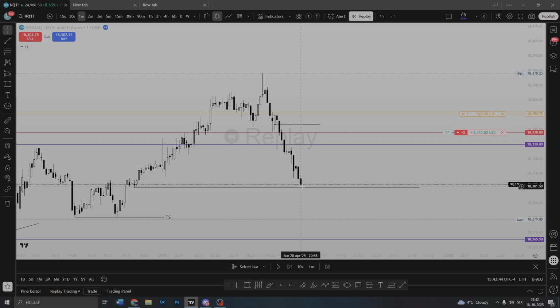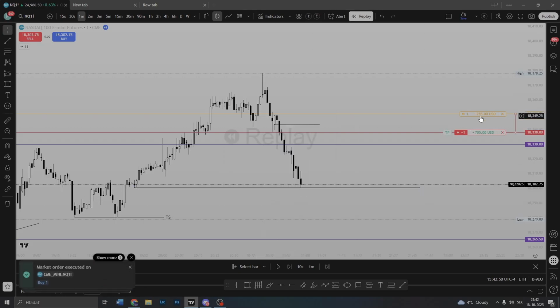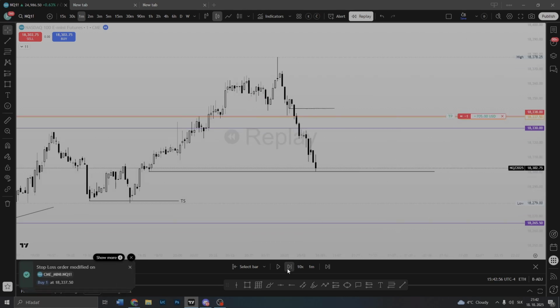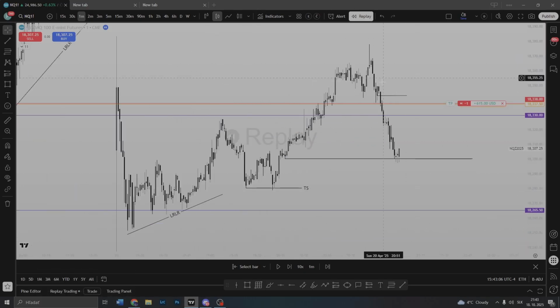We are tapping at 50%, so we can take one off right here. We can put our stop loss to break even if we want to. And now we just wait. We are accumulating. Why are we accumulating? We just rebalanced the whole range.